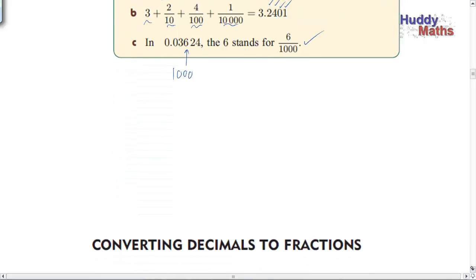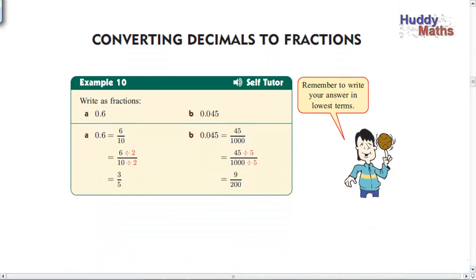Okay, so come on down here. Converting decimals to fractions. Okay, we've got to go backwards. And remember here, this little dude's saying, write your answers in lowest terms. So 0.6, 1 for the decimal, 0 after, 6 tenths. But we can divide top and bottom by 2, so you get 3/5, or called cancelling, isn't it?